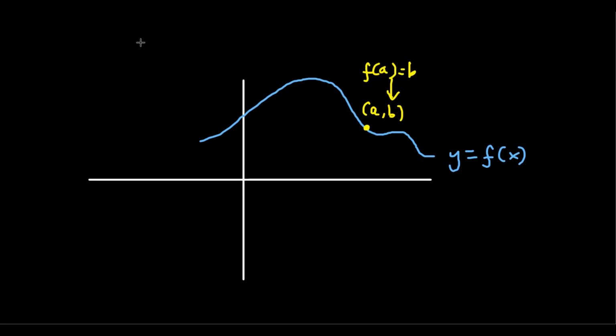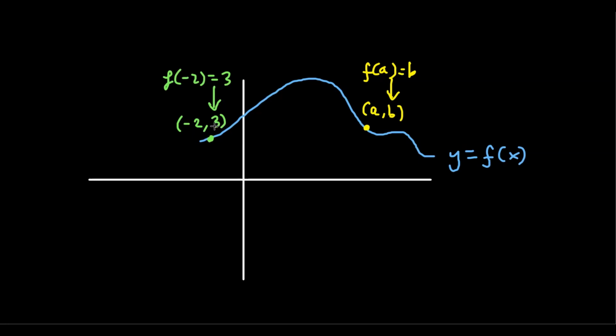And this works for any point on the graph. So if I draw another point here, for example, I'm just going to use actual numbers for the sake of example. So let's say that's (-2, 3). So the point (-2, 3) lies on this graph. Then that would give f of -2 equals 3. So if you plug in this value into the function, that gives you this value.